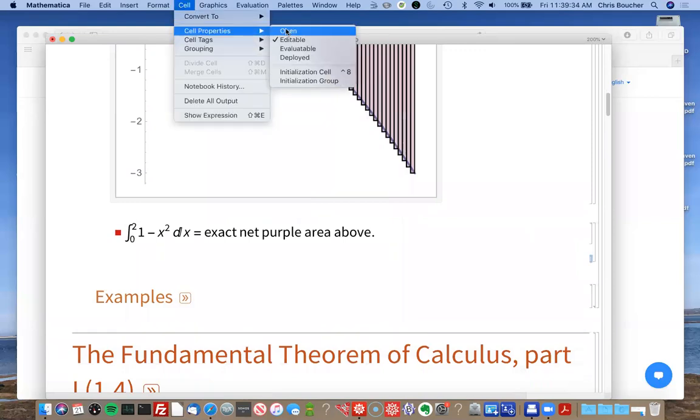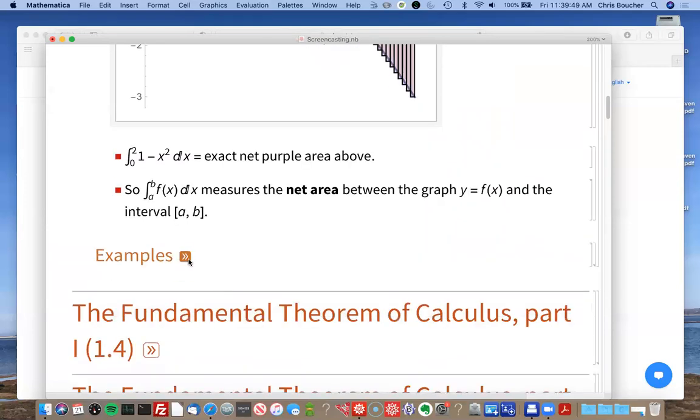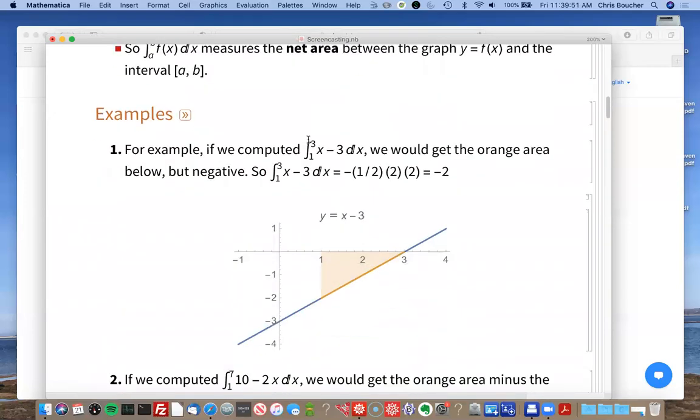Okay, there we go. Yes, this sentence is exactly what we were just saying, right? The integral measures the net area between the graph of the function and the interval AB. And when I say the interval AB, I mean on the x-axis. All right, so let's look at a few examples. Suppose that we were to compute this integral.